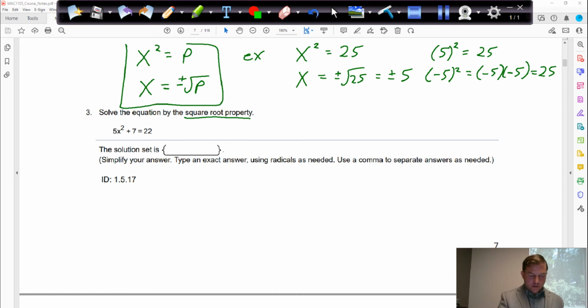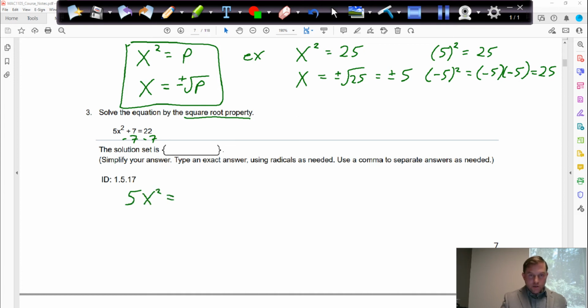Let's box this. Okay, so if we look at problem 3, it's really close. It's not quite there, though. So what we want is just x squared on the left and just one number on the right. So to start, we're going to first subtract 7 from both sides. The 7's will cancel there. I'm left with 5x squared.